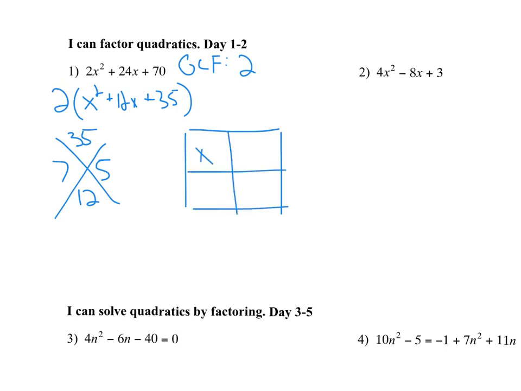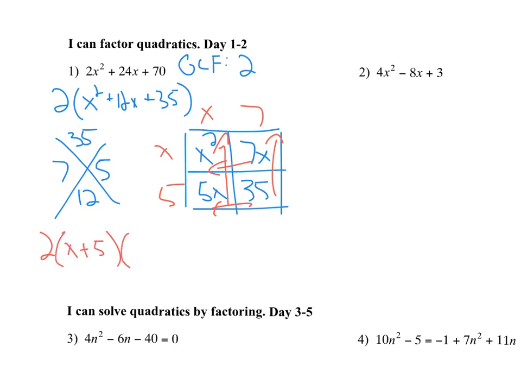And so we get x squared, 7x, 5x, and 35. Looking for our GCFs here, we get 5, we get x, and we get 7. So then that gives us our GCF, and then x plus 5 and x plus 7.